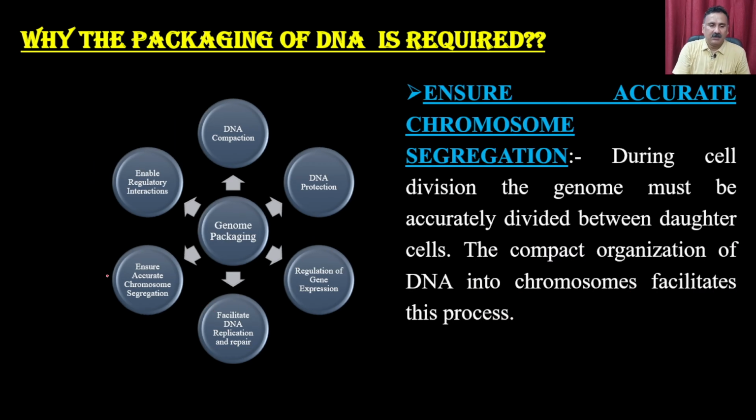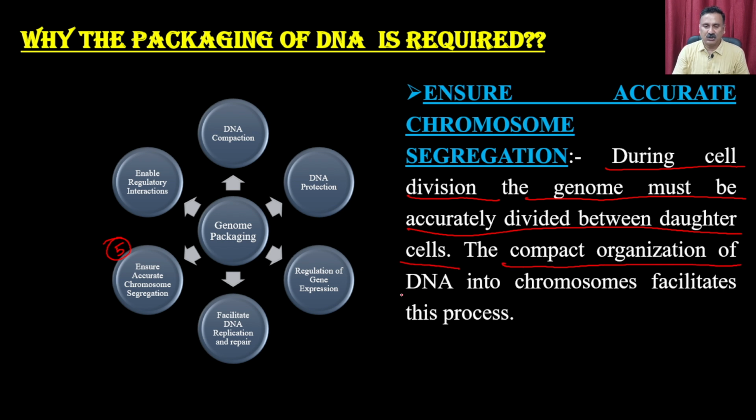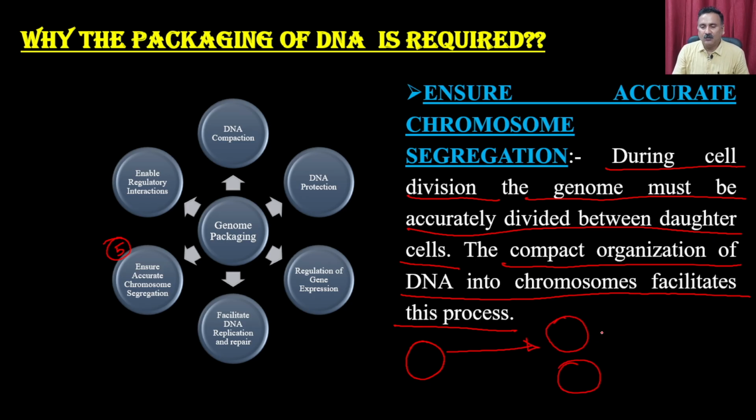Point five is that it is going to ensure accurate chromatin segregation. So during cell division, the genome must be accurately divided between the daughter cells. The compact organization of the DNA into the chromosome facilitates this process. This anyway we have discussed in detail, that if you have a single chromosome, you will divide this chromosome and make two chromosomes, right? And then you are going to divide these chromosomes equally, giving one to the sister or the daughter cell, right?